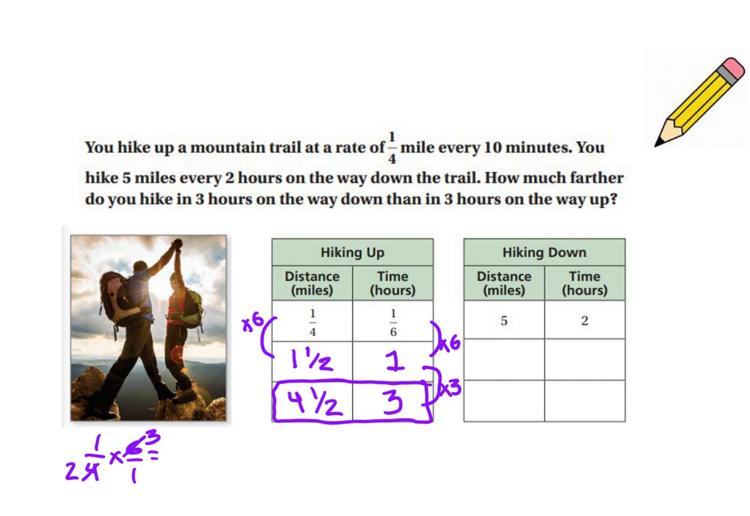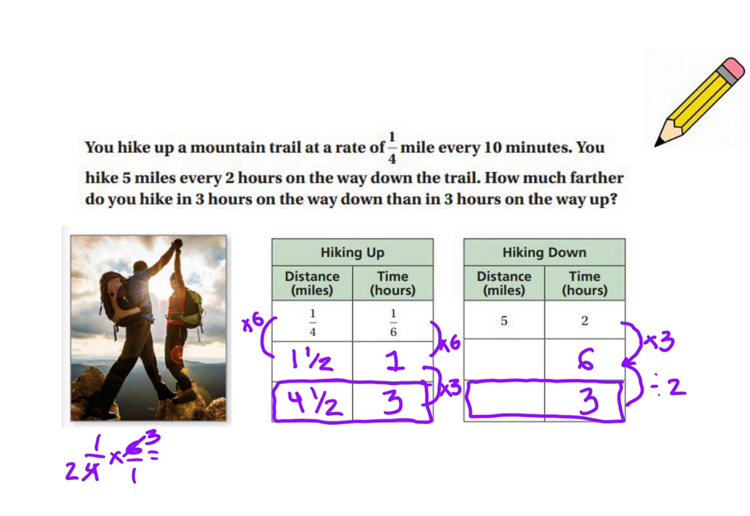Now let's work through the same process for hiking down. I want to scale this. So I know I can't multiply anything times 2 to get to 3, but I can multiply 2 times 3, and that's going to get me to 6. And then I can divide by 2, and that's going to get me to 3. So there's my roadmap. I'm going to multiply by 3, then divide by 2.